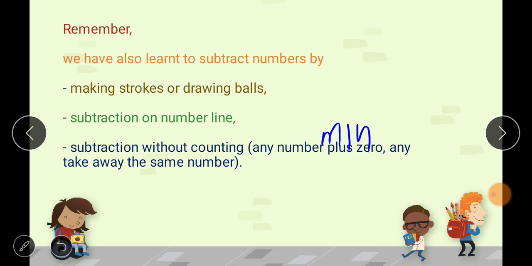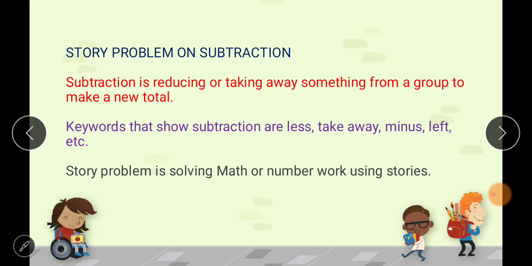Any number minus 0 is the same number. Any number take away the same number is 0. Okay, good. Now let's move on to today's topic.